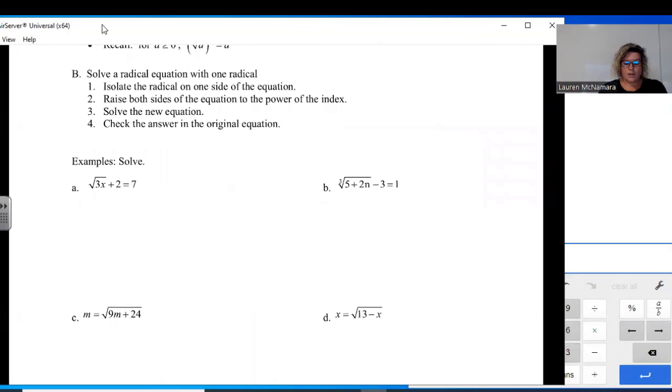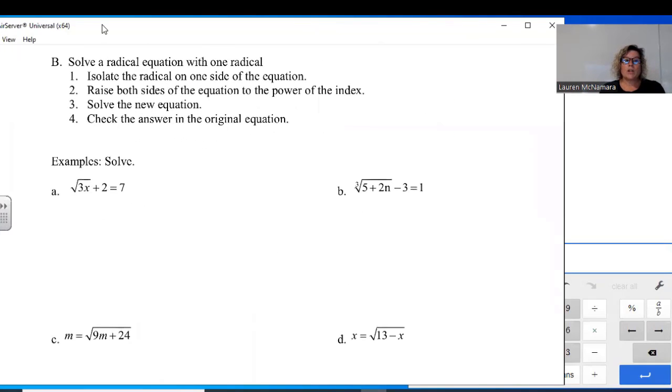All right. First thing we're going to learn how to do is solve the radical equation with one radical. So it says isolate the radical. Well, imagine that you're trying to find or solve for a variable. So let's look at A. I'm trying to solve for x. Well, where is x at? X is underneath the radical.